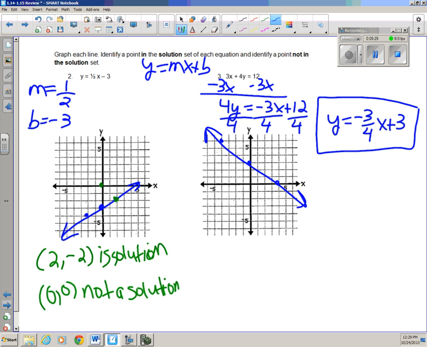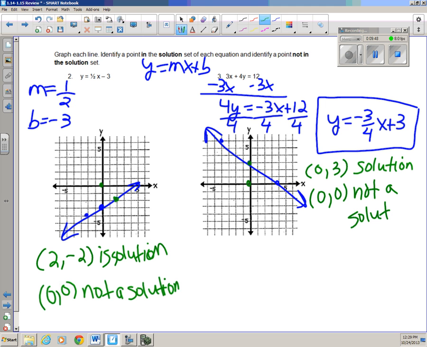There's my line. Let's pick a point on the line. I'm going to go for the y-intercept. It's probably the easiest one. So my y-intercept, 0, 3, that's a solution. I'm going to stick with the origin because that's not a solution. Let's go to the next one.